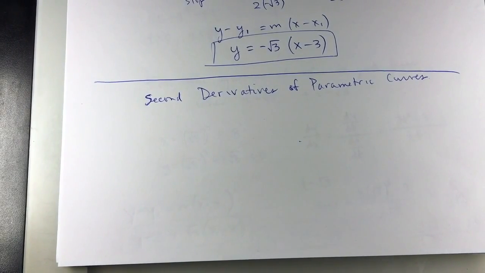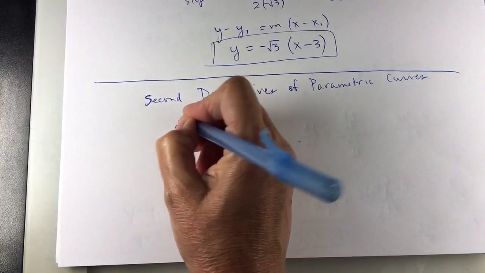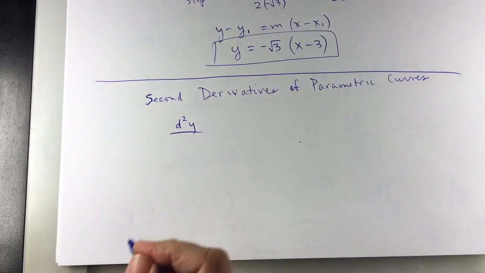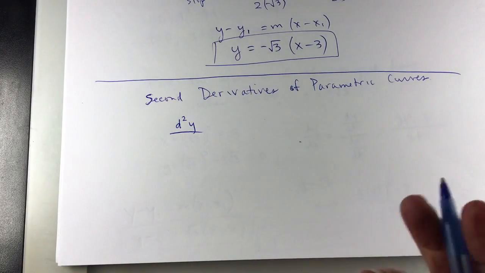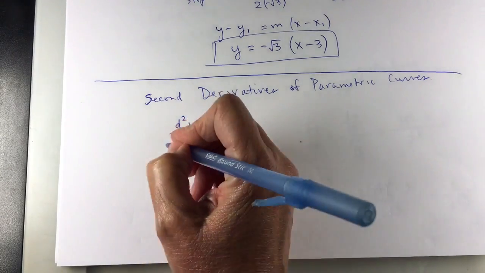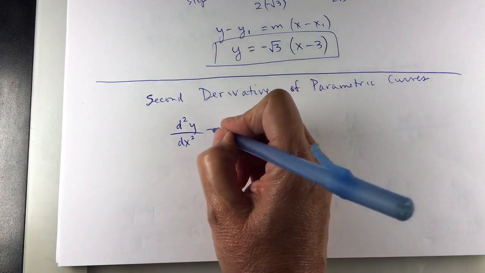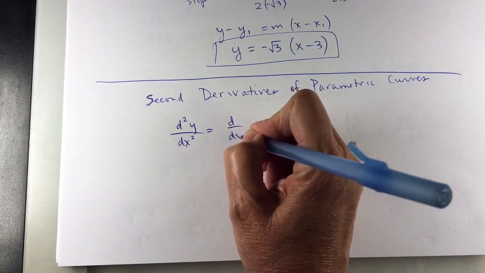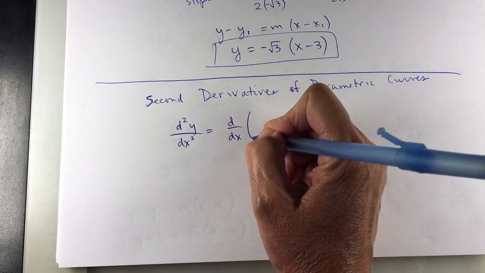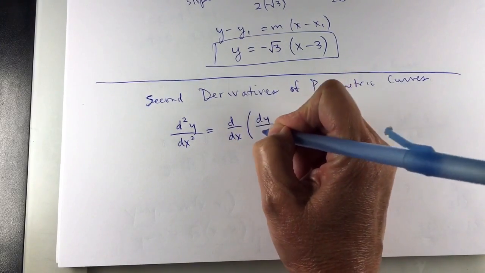For the second derivative of a parametric curve, we'll write it just like you did last semester. d squared y, I said it's the second derivative of y, with respect to x squared. So there's the notation for the second derivative. It is the derivative with respect to x of the first derivative.